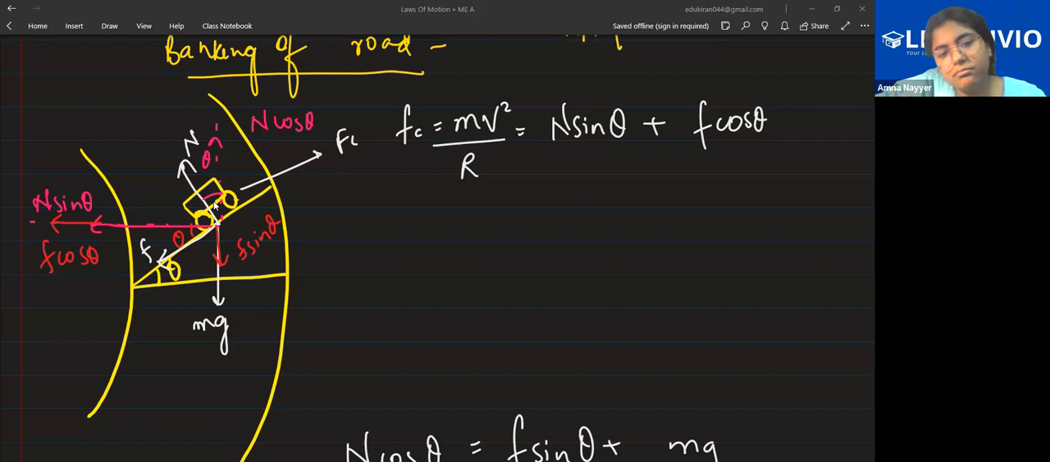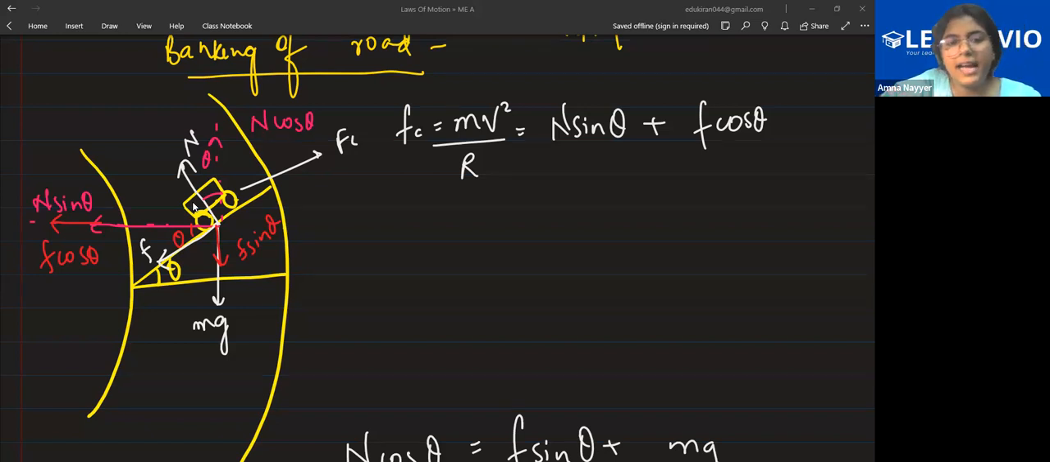See, if I resolve this vector into its two components, one perpendicular to the plane and the other parallel to the plane, ultimately I'll have all the vectors in random directions. So that's why in banking of road, we resolve the normal reaction rather than resolving mg. Mg is at its place. Instead of resolving along the plane and perpendicular to the plane, which were the rules, now we'll resolve the normal reaction so as to get components along the y and x axis. So our resolution should be done along the y and x axis.